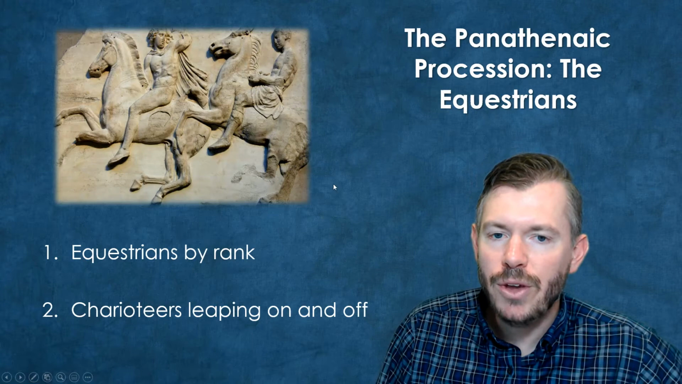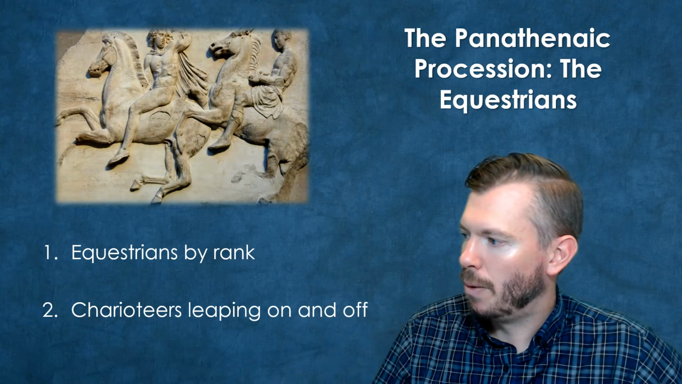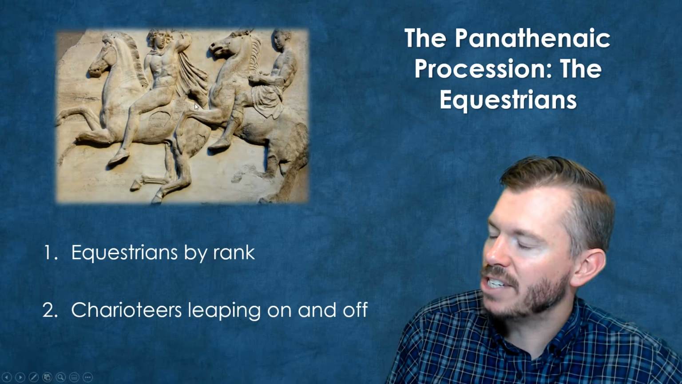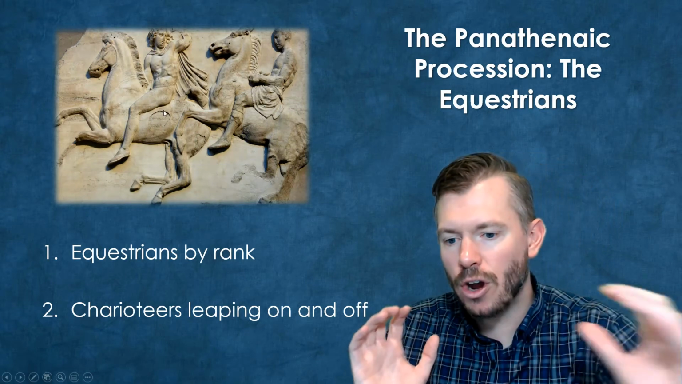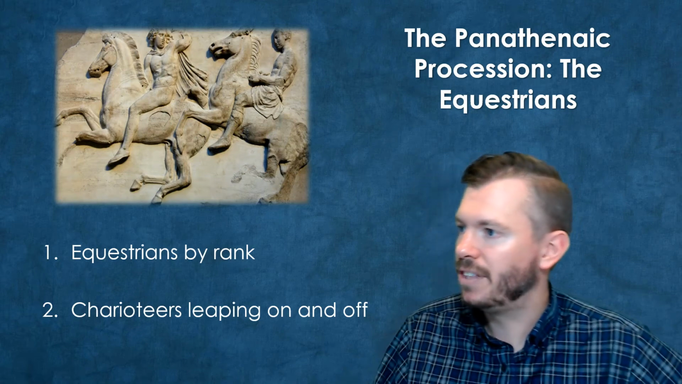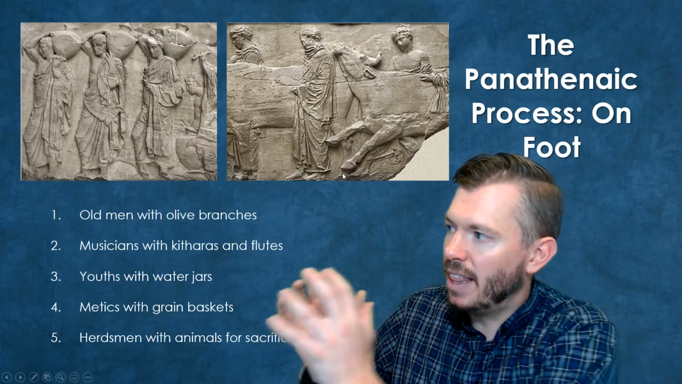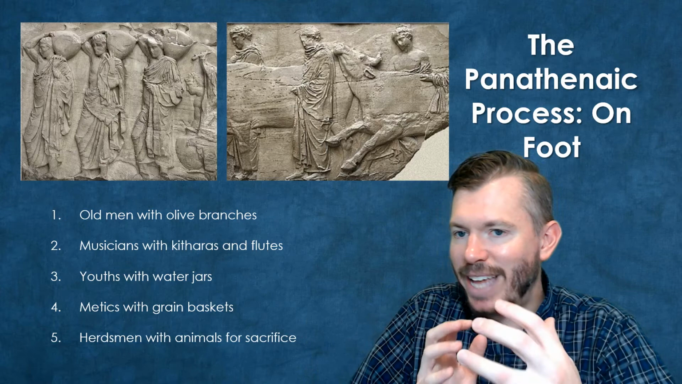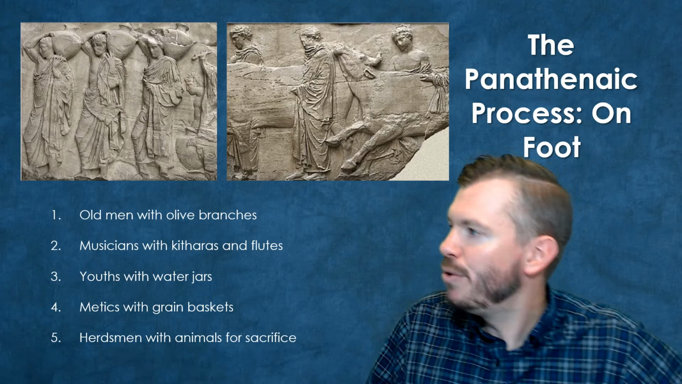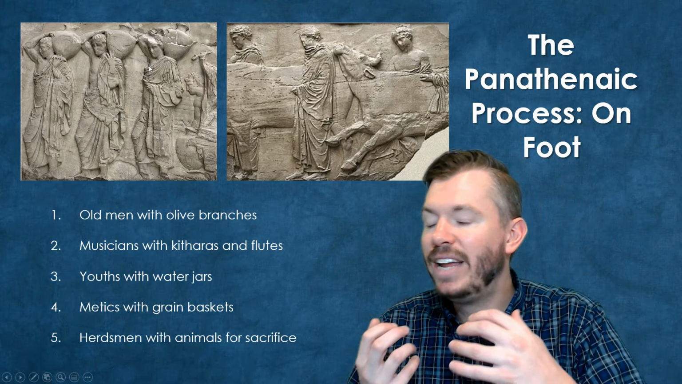Now, what's really cool is when you walk around the Parthenon and you look at the sculptural program, you can see the order in which things would have happened. So we see these equestrian riders leading off. They occur by rank. Then that's followed by these charioteers, again, jumping on and off the chariots. From there, we get a bunch of people on foot. We've got old men carrying olive branches, again, sacred to the goddess. We've got musicians. We've got youth bringing jars of water and olive oil. We've got people bringing grain baskets.